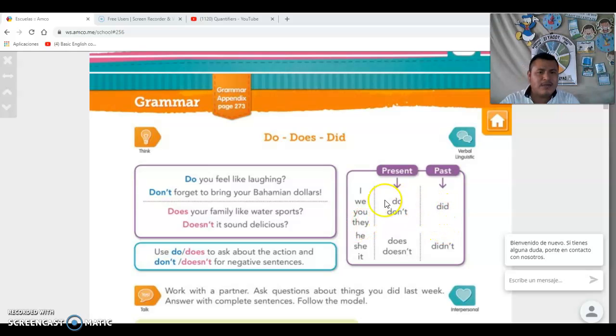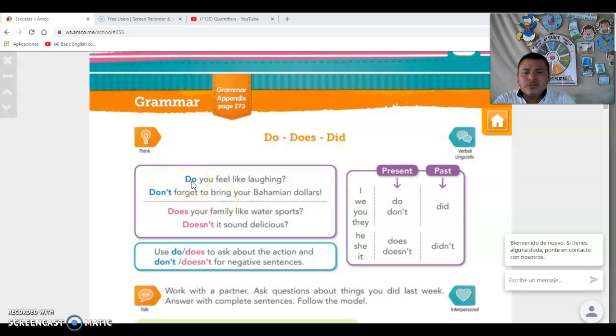And then in the past, you say I did. Yes, I did. I didn't. We did. You did. They did. He didn't. She did. It did. So right here is the negative, the same one we use for all the persons, okay? So let's see some examples right here, and then we use it at the beginning of the sentences, when it's a question or exclamation sentence.